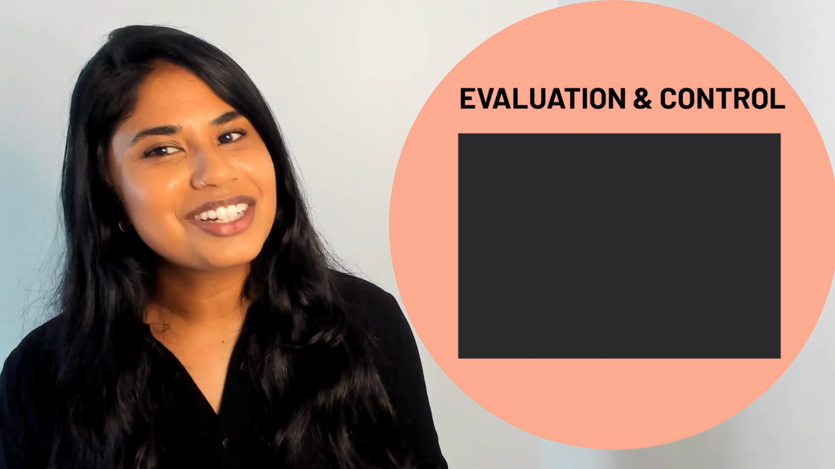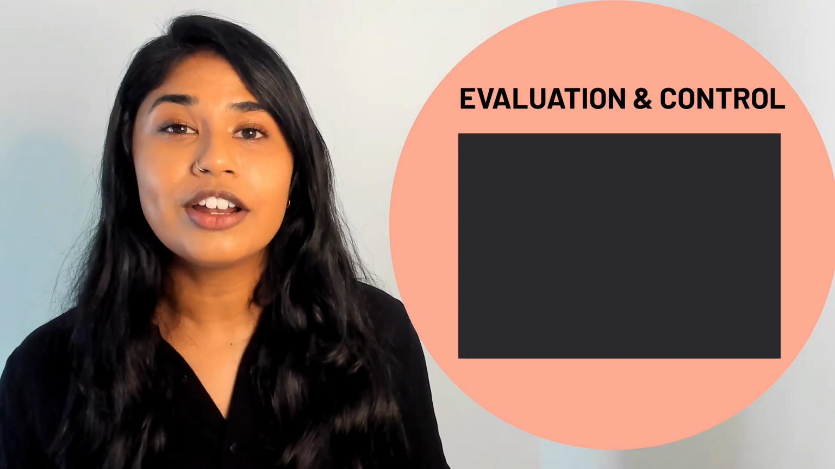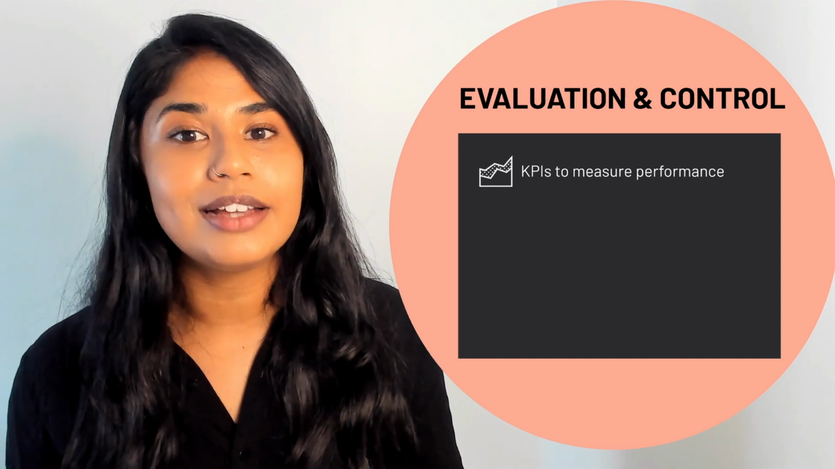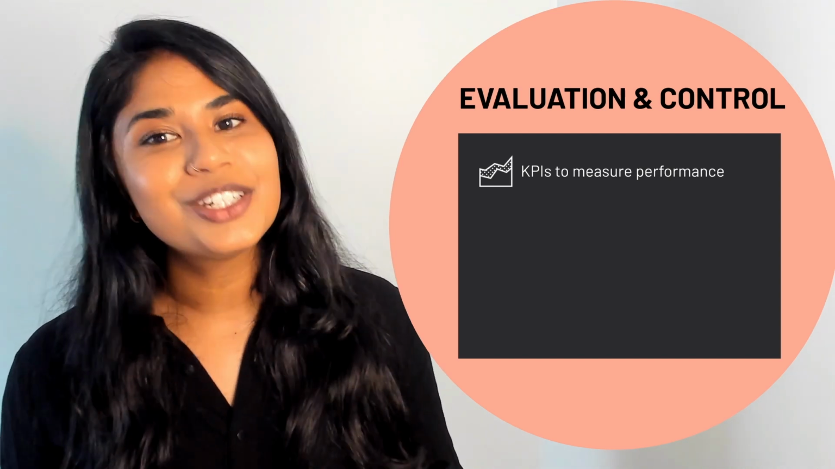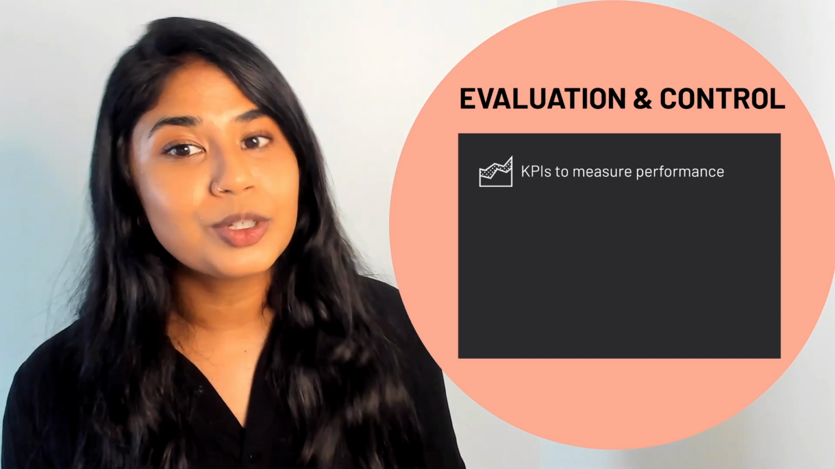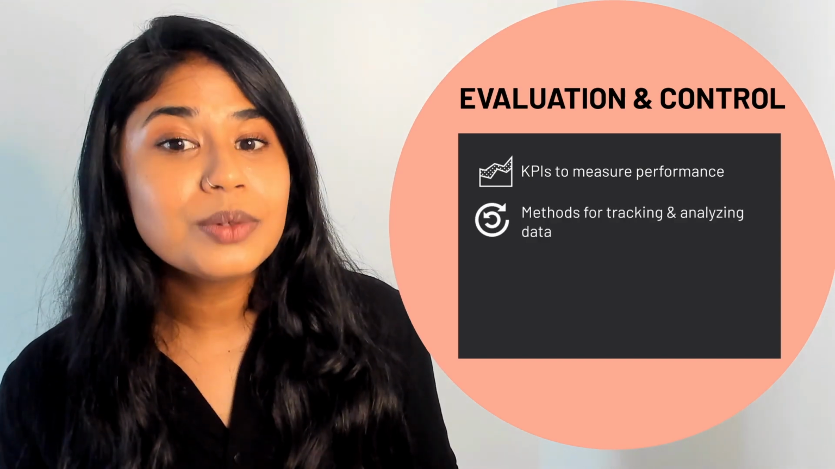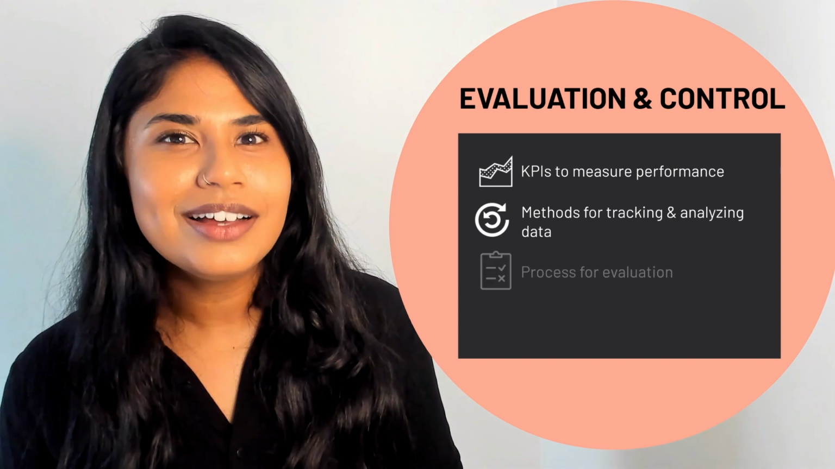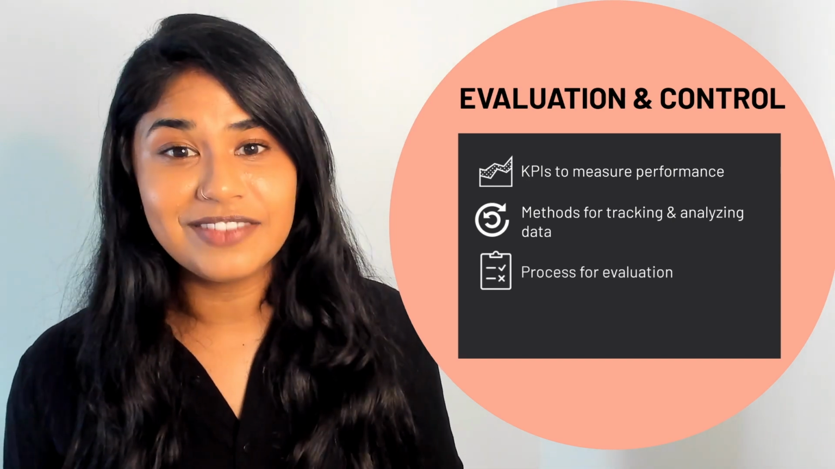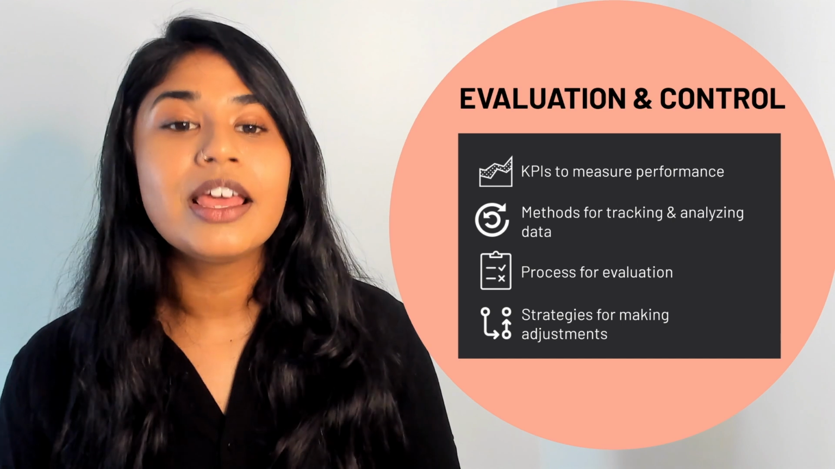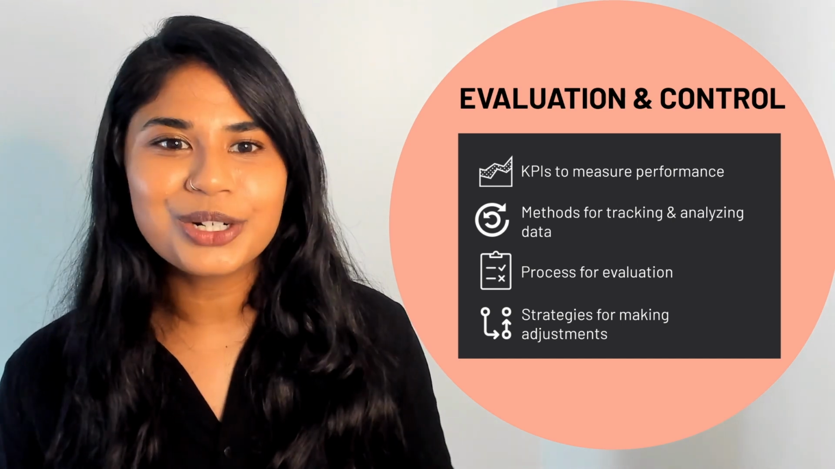And the final key section of your marketing plan should be focused on evaluation and control. This means clearly identifying KPIs to measure marketing performance, such as website traffic, conversion rates, customer acquisition cost, and return on investment. Here, also include methods for tracking and analyzing marketing data, as well as evaluating marketing campaign effectiveness. And close this section with defining the process for making adjustments based on performance data to make sure you're improving campaign efficiency and effectiveness.